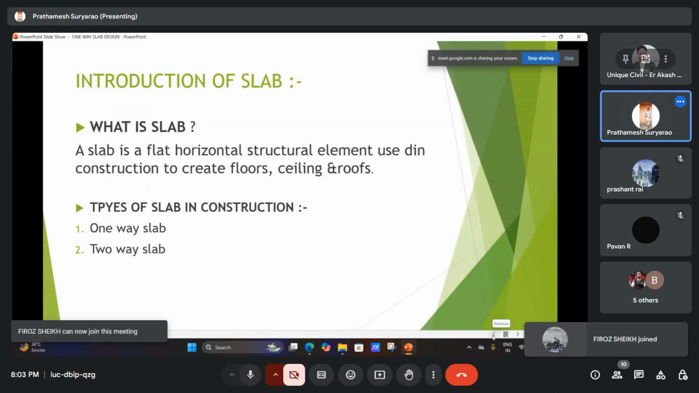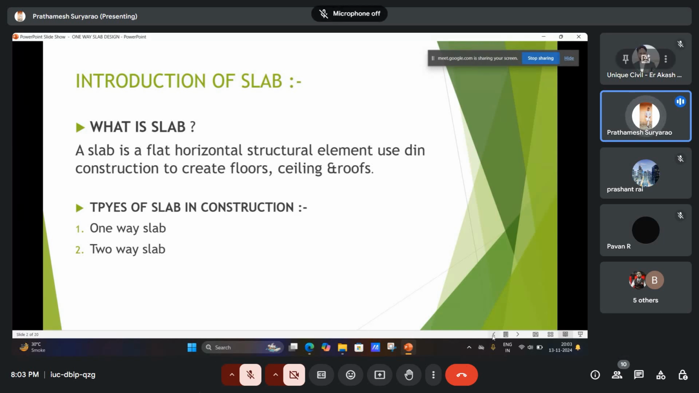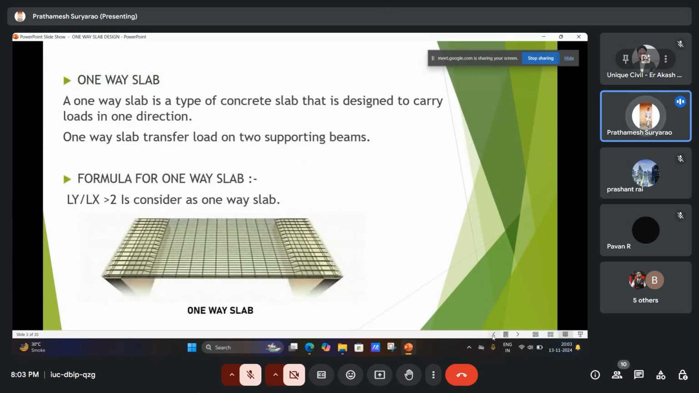Yes. So there are two types of slab in construction: one-way slab and two-way slab. So first we will check what is one-way slab. So guys, one-way slab is a type of concrete slab that is designed to carry load in one direction. One-way slab transfers load to two supporting beams. So there is a formula for calculating one-way slab, that is Ly by Lx, which is greater than 2. We will consider it as one-way slab.